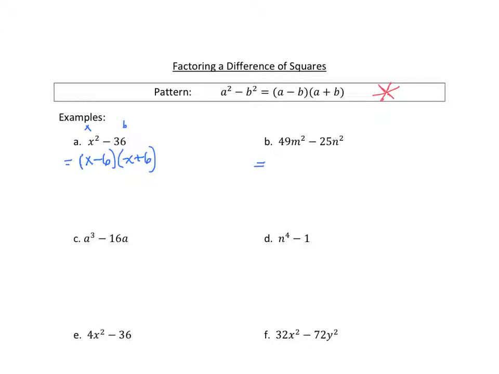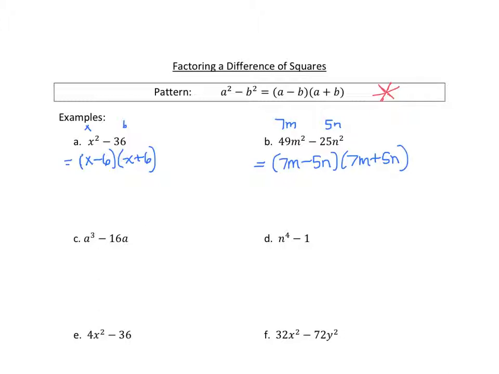Okay, next one, slightly more complicated. The square root of 49m squared is 7m, and the square root of 25n squared is 5n. So then our factors will be 7m minus 5n and 7m plus 5n. It doesn't matter whether you write the subtraction factor or the addition factor first.